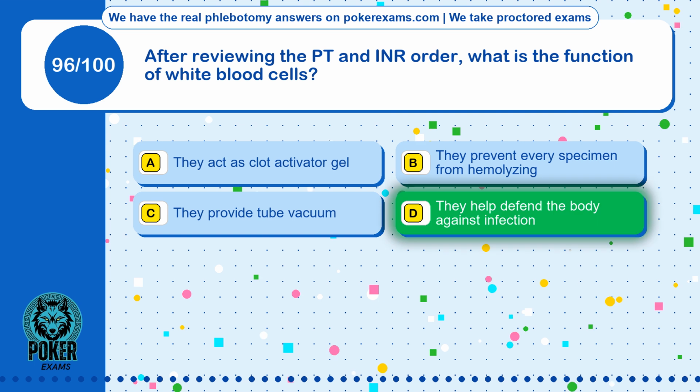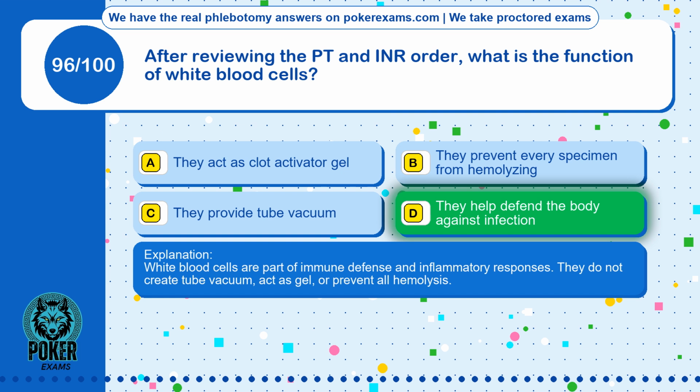The correct answer is option D. They help defend the body against infection. White blood cells are part of immune defense and inflammatory responses. They do not create tube vacuum, act as gel, or prevent all hemolysis.